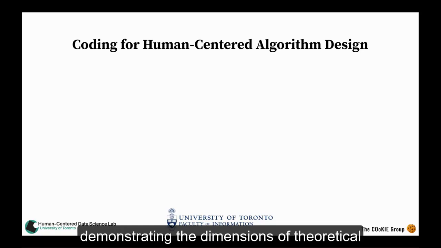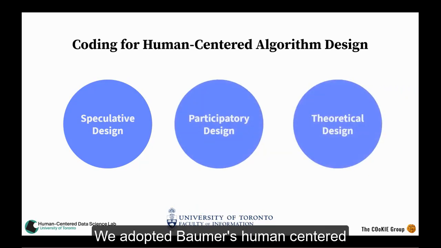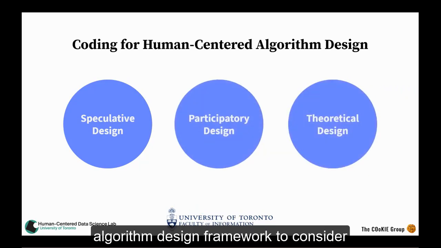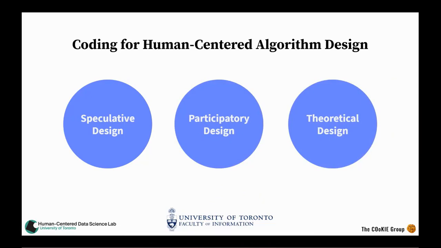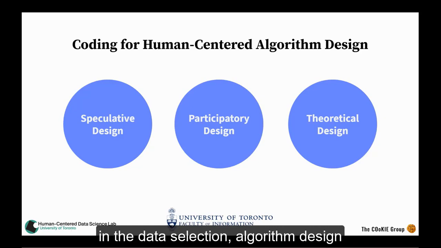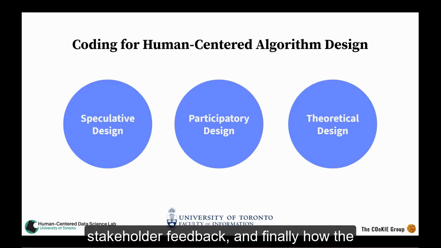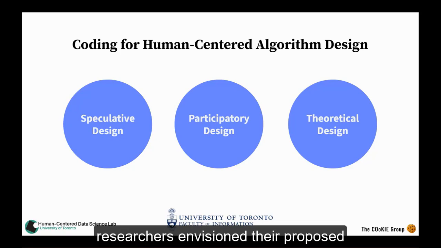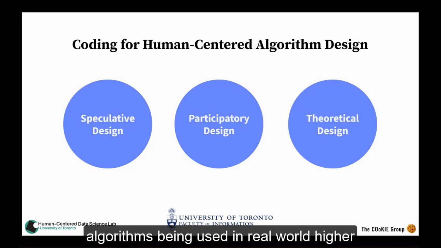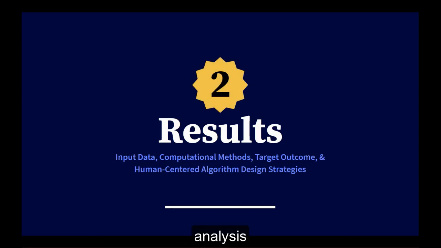In order to analyze the papers in the context of human-centered algorithm design, we also deductively coded each paper as demonstrating the dimensions of theoretical design, participatory design, and/or speculative design. We adopted Baumer's human-centered algorithmic design framework to consider how the design of algorithms aligned with or were led by educational theory, how stakeholders were meaningfully included in the data selection, algorithm design, model evaluation, or implementation processes, how the model was evaluated using stakeholder feedback, and finally, how the researchers envisioned their proposed algorithms being used in real-world higher education institutions and scenarios. Next, we'll talk about the results of our analysis.